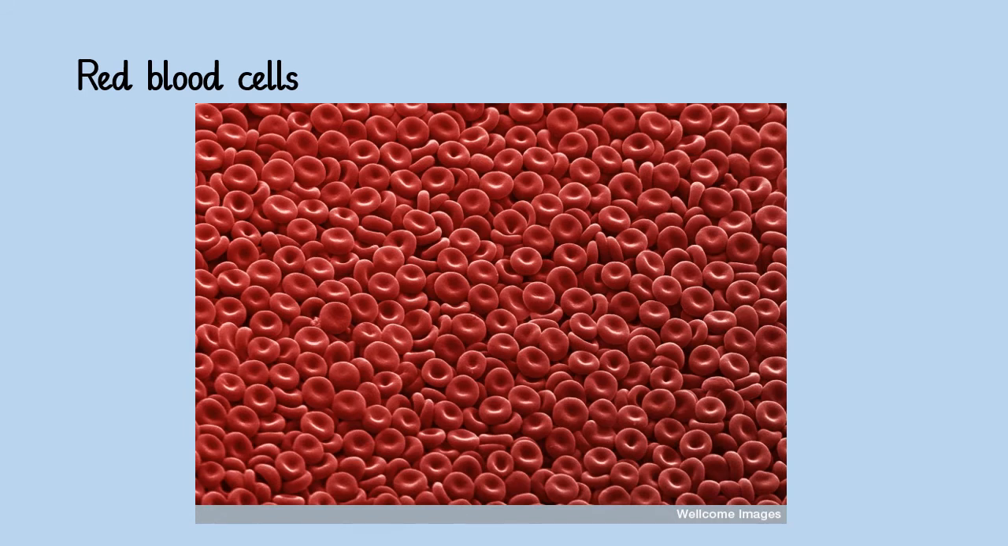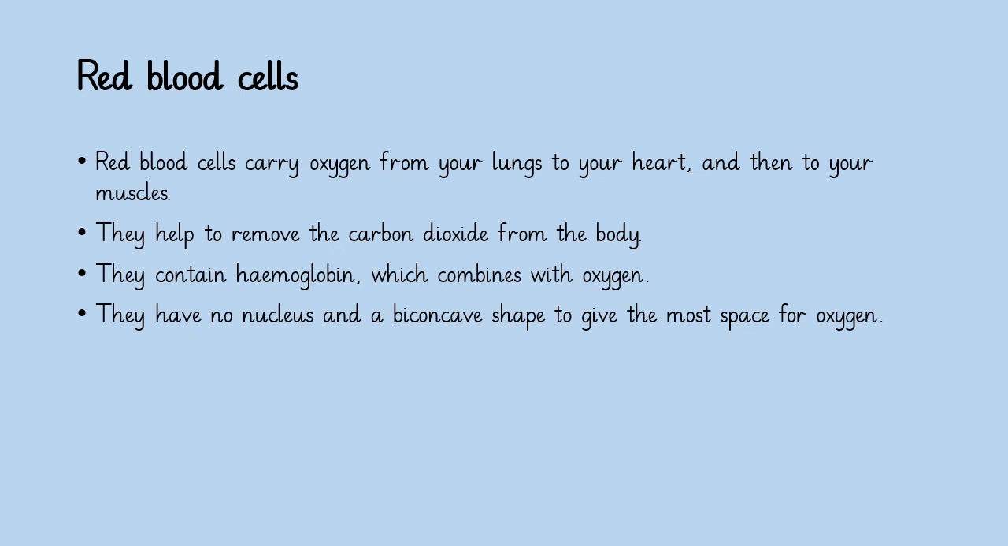Red blood cells. There's a picture of some red blood cells. They look a little bit like red Cheerios. So red blood cells carry oxygen from your lungs to your heart and then to your muscles. Last week we learned about the process of oxygenating your red blood cells and deoxygenating them as they travel around the body, delivering oxygen to key parts of your body.